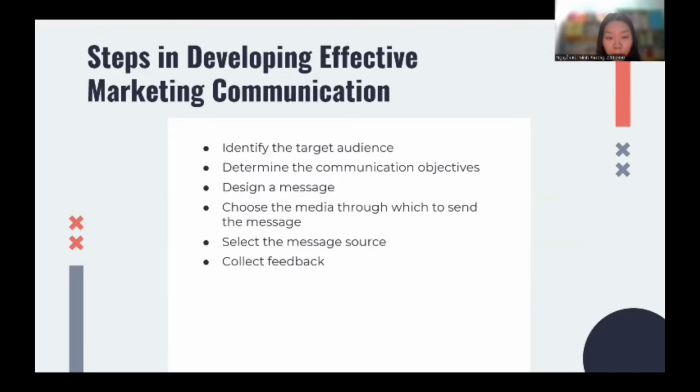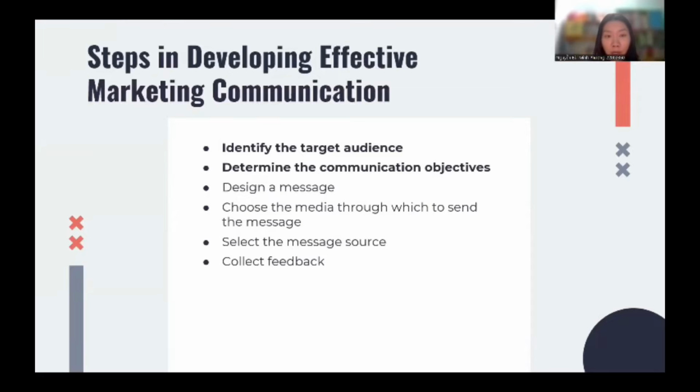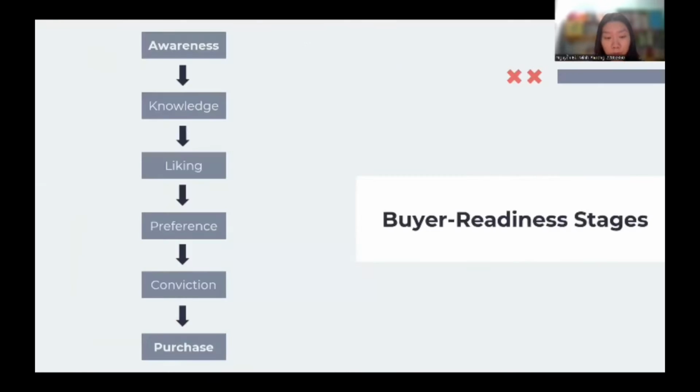The first step is identify the target audience. A marketing communicator starts with a clear target audience in mind. The target audience will heavily affect the communicator's decisions on what will be said, how it will be said, when it will be said, where it will be said, and who will say it. The second step is determine the communication objectives. The target audience may be in any of the 6 buyer readiness stages, the stages consumers normally pass through on their way to making a purchase.